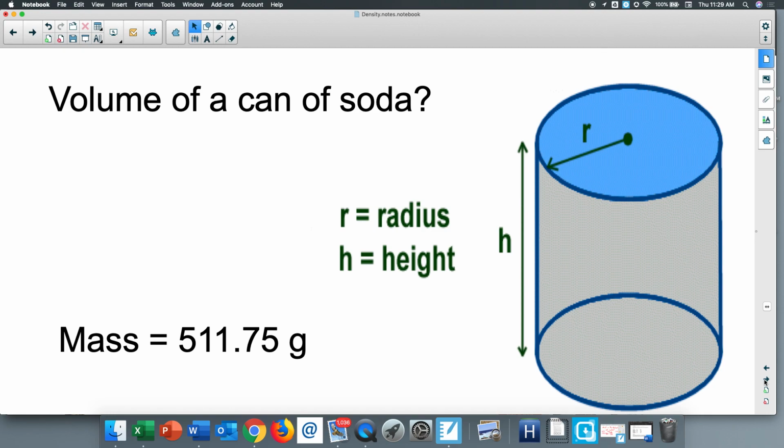So, Elliot, how tall is our can of soda? Write down 15.5 centimeters tall. And, okay, what is its diameter? About six. Okay, write that down. So, our diameter is six, and our height was 15.5.